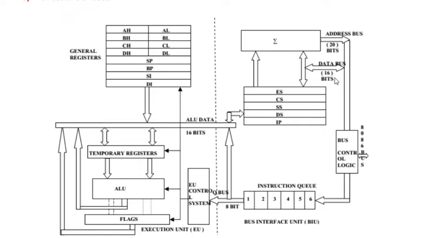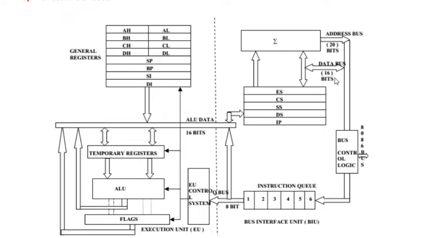Execution unit has in it the general purpose registers, the pointer registers and the index registers. It also has in it the temporary register, the arithmetic logical unit, the flag register and the EU control logic.